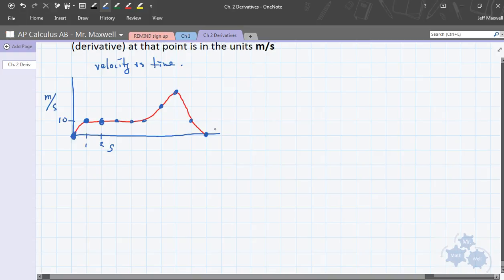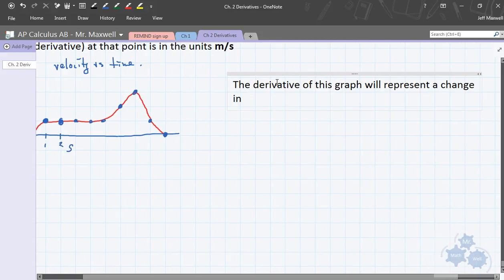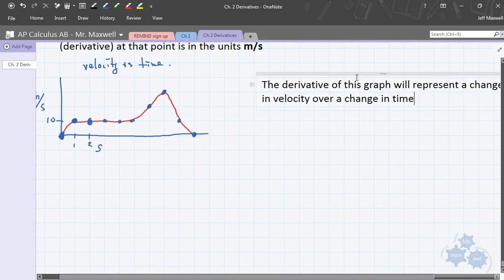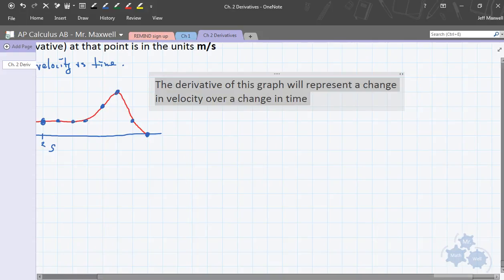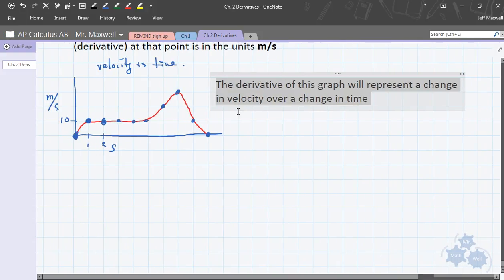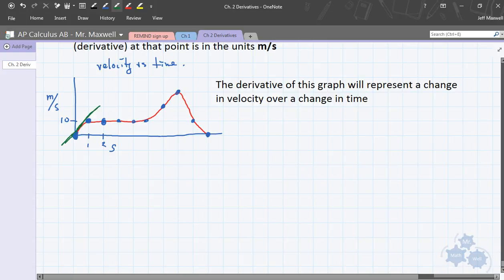And if we are talking about now a derivative of this graph, okay, the derivative of this graph will represent a change in velocity over a change in time. And I should say an instantaneous rate of change of velocity over time. So if we look back at the graph here, let's say this is a derivative right here. That's the derivative at this point right here.